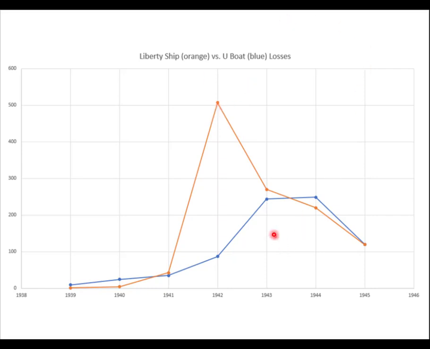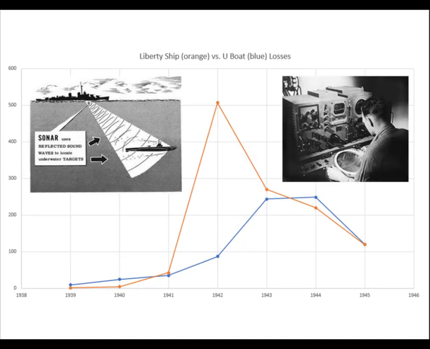Look at what happens, though, in 1943. Our losses go way down. Their losses go way up. 1944, we actually sank more submarines than they did ships, and by 1945, it's over. What happened, though, between 1942 and 1943? Well, what happened was sonar. Right, the ability to find things underwater by bouncing sound off of them.